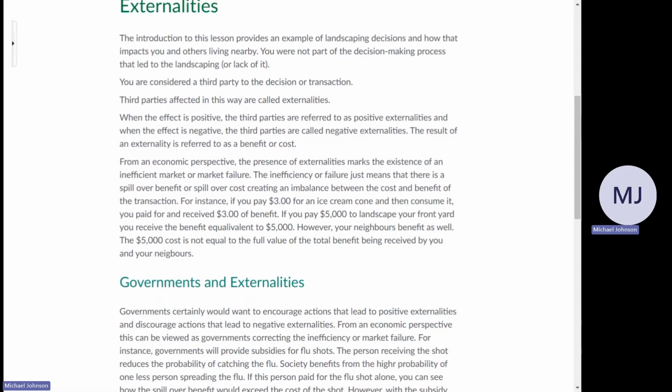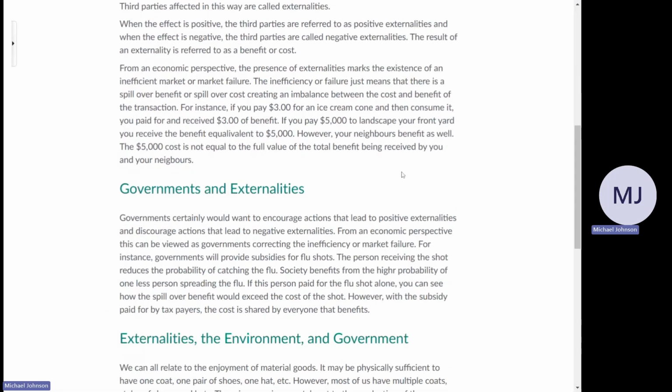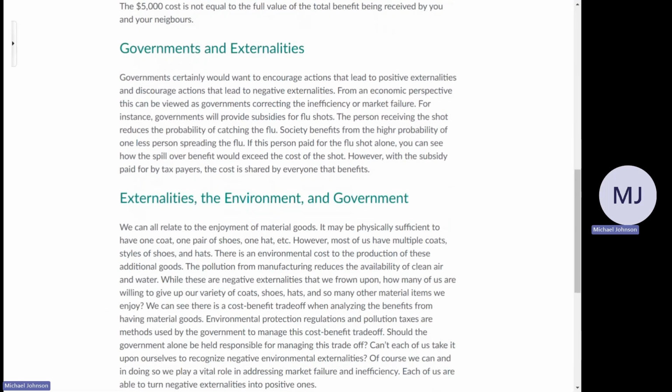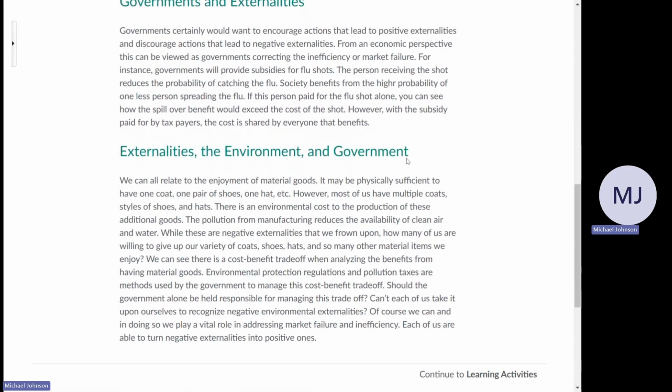For instance, if you pay $3 for an ice cream cone and then consume it, you paid for and received $3 of benefit. If you pay $5,000 to landscape your front yard, you receive the benefit equivalent to $5,000. However, your neighbors benefit as well. The $5,000 cost is not equal to the full value of the total benefit being received by you and your neighbors. The neighbors will also get a benefit that they usually quantify in a dollar value in a lot of cases. So it's not a cash benefit, but they can quantify it in a dollar value just to show how much benefit it would be.